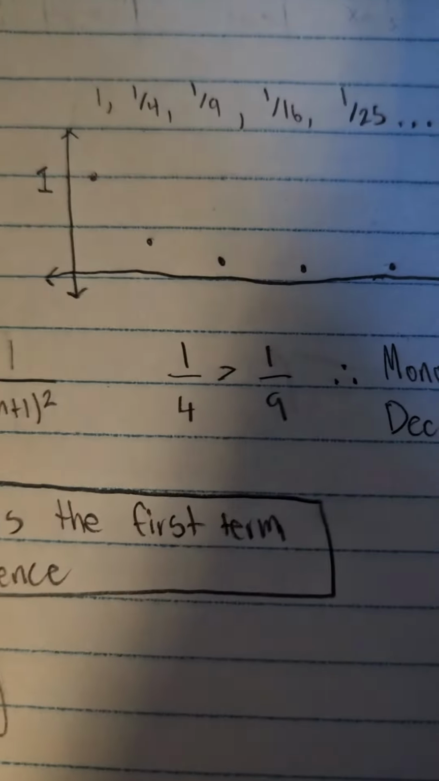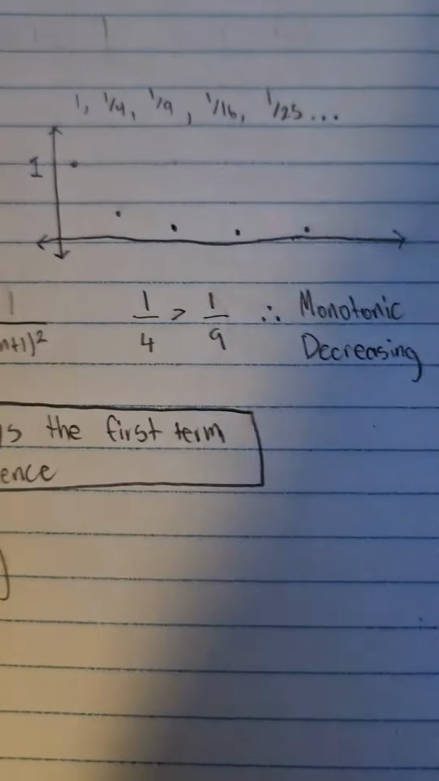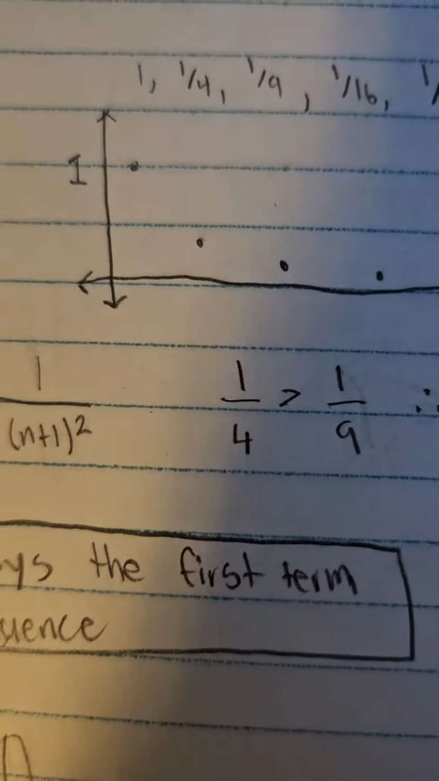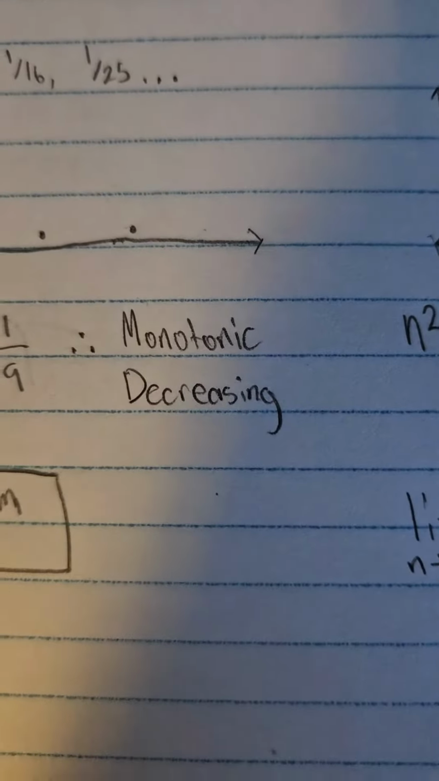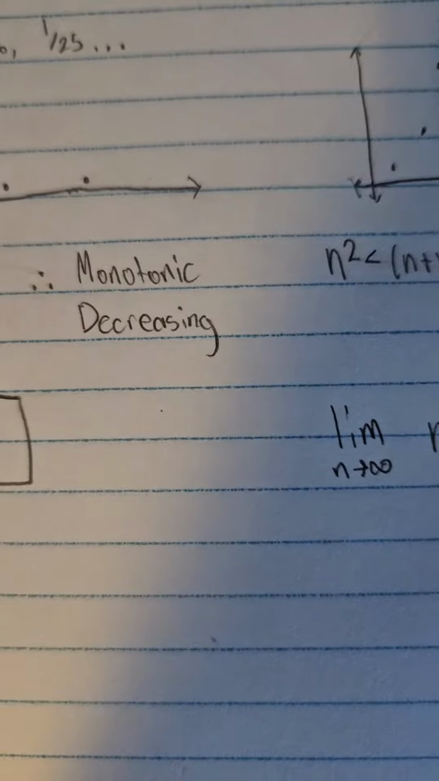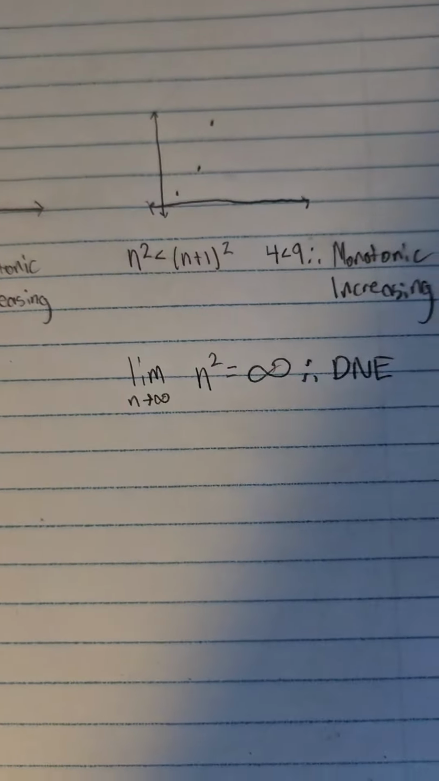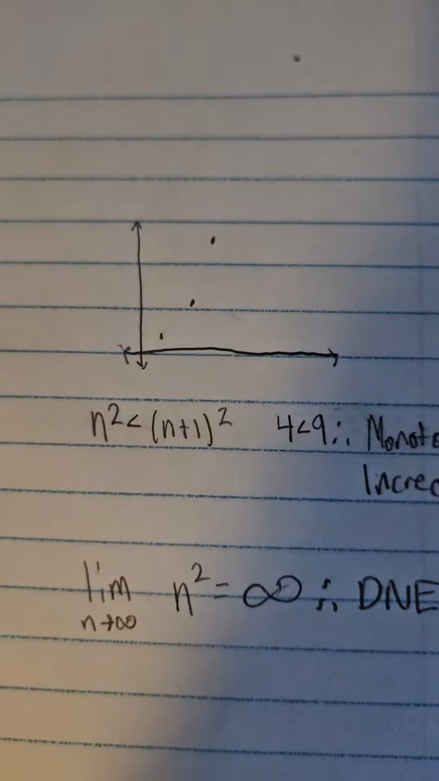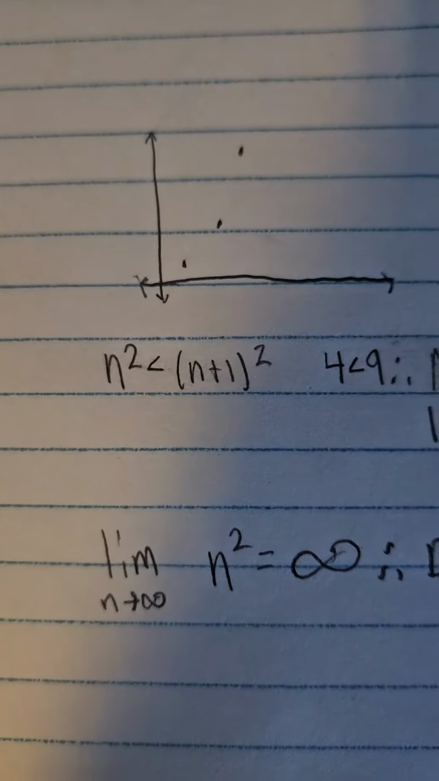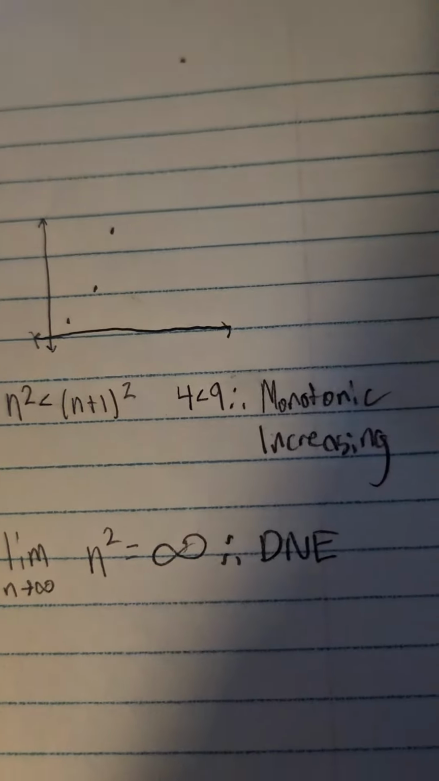So, for example, 1/4 is greater than 1/9 because 1/4 is the second term and 1/9 is the third term. So it's always monotonic decreasing. Monotonic means it's always going in one direction, and decreasing means it's getting smaller with every term. If you were to have a sequence like n squared, you can see it's monotonic increasing because the subsequent term is always greater than the term before it.